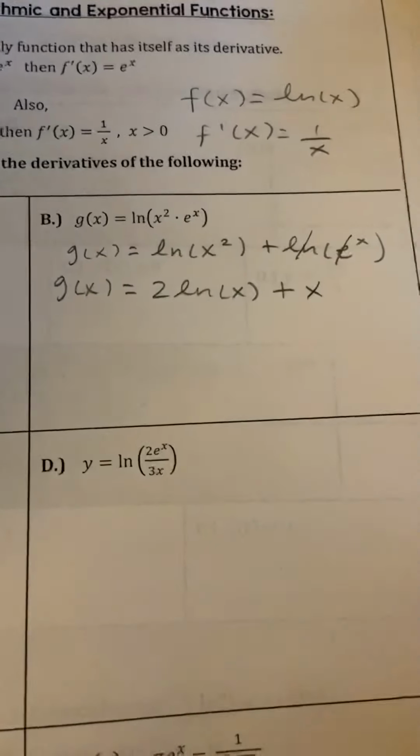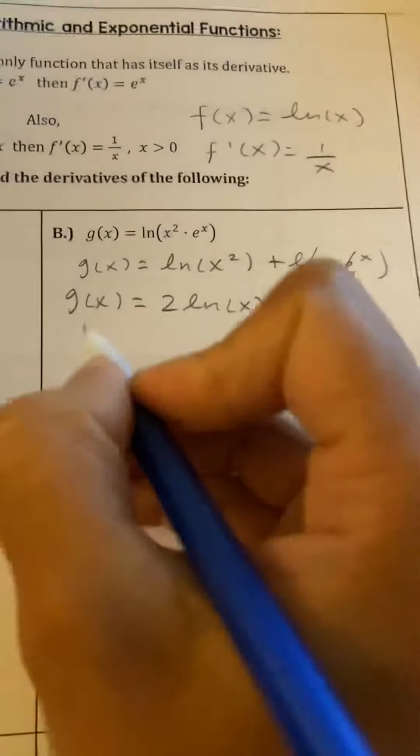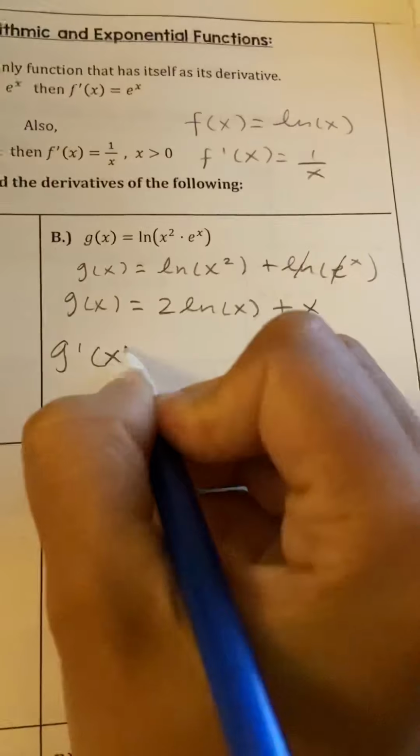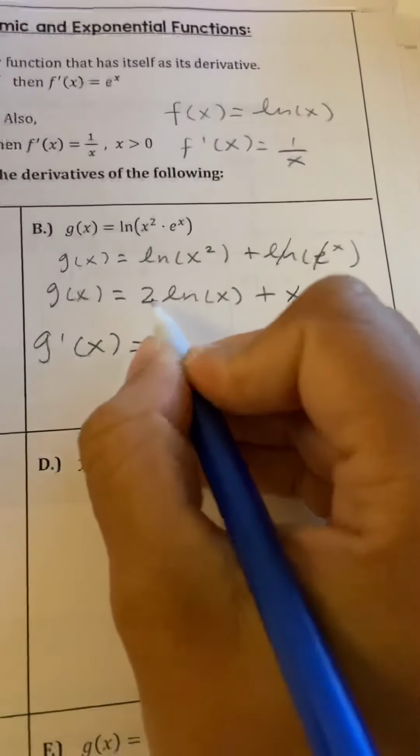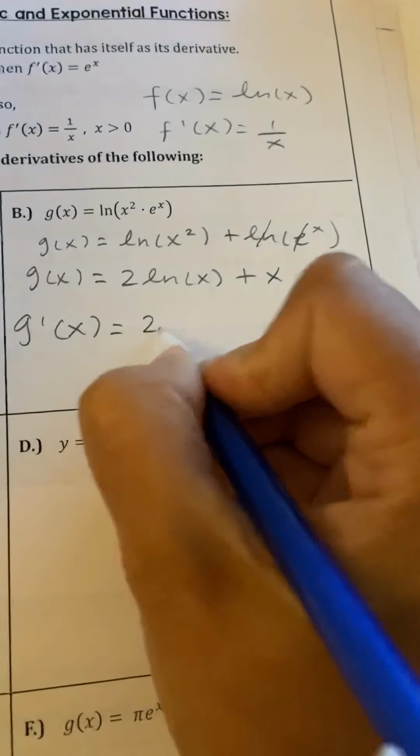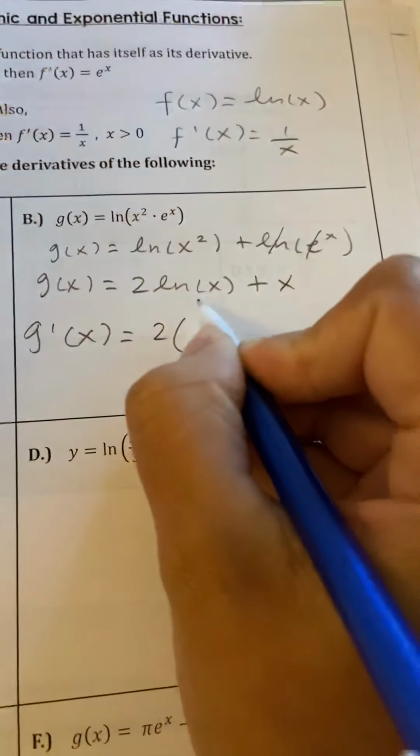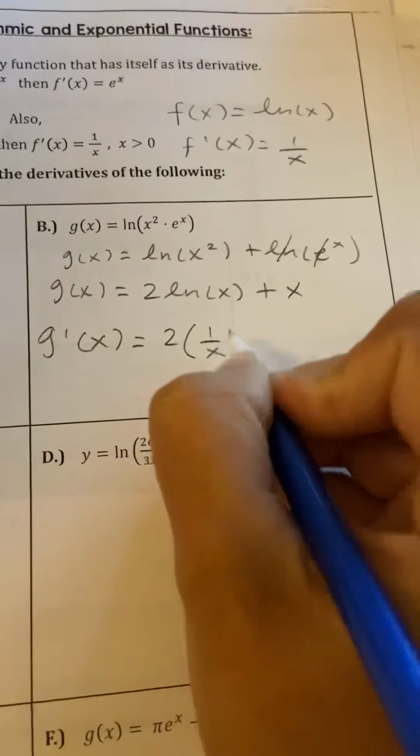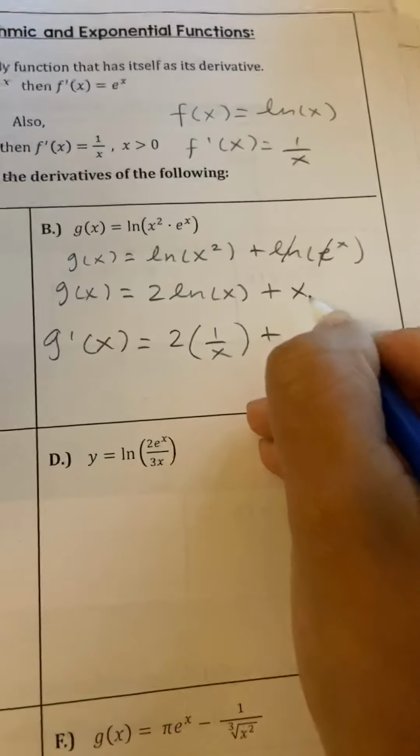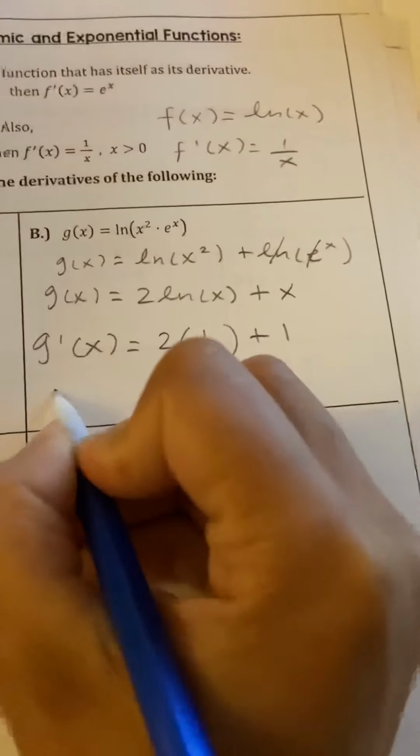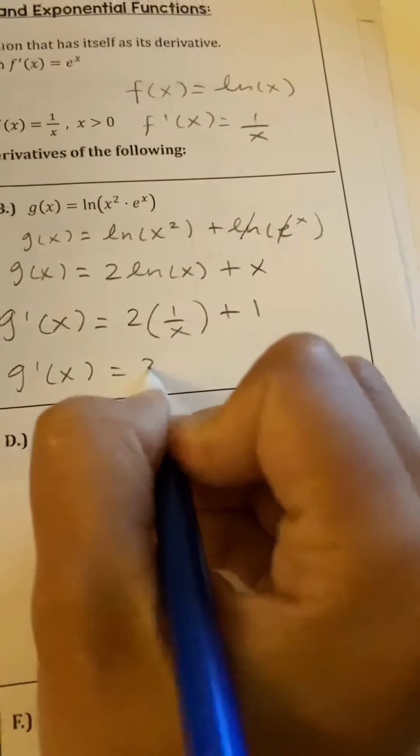Now I can go ahead and take the derivative of that. So I would have g prime of x is equal to, again, that 2 is just a constant. Leave it alone. The derivative of ln is 1 over x, plus the derivative of x is 1. Make it look pretty. 2 over x plus 1.